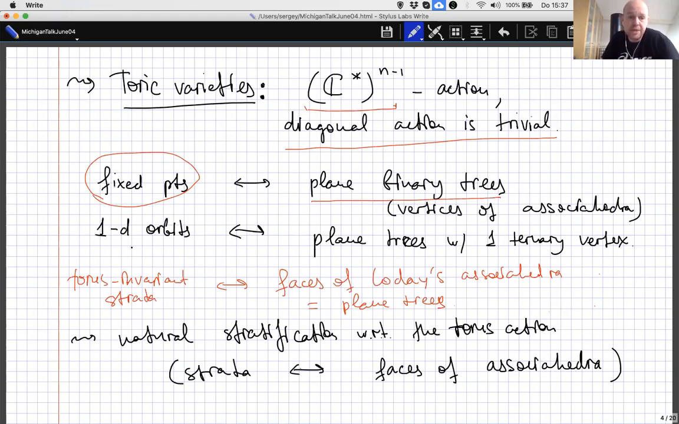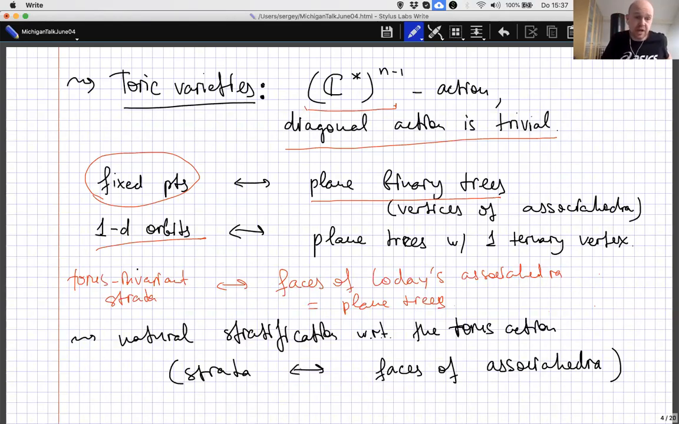So then if I am thinking about one-dimensional orbits of my torus action, then they are in correspondence with the plane trees with one ternary vertex. So I have to look at the edges, the one-dimensional faces, better to say, of my associahedron, and I can continue further. And the point is that I know that the faces of the associahedron are in correspondence with the plane trees on the one hand, right?